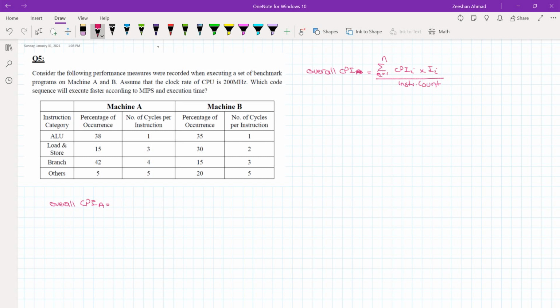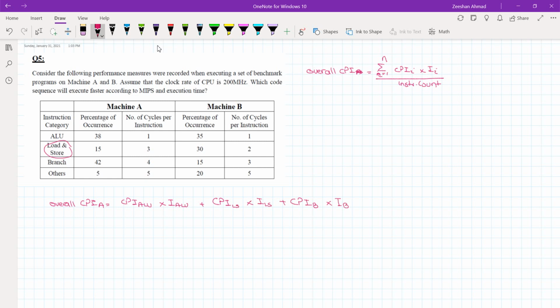Which will be equal to the CPI of the instruction of type ALU multiplied by the occurrence of ALU, plus the CPI of the load and store instructions multiplied by the occurrence of load and store, plus the CPI of the branch instruction multiplied by the occurrence of the branch.